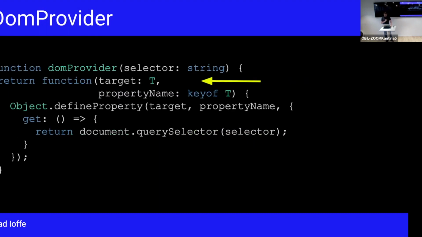So here is the implementation of the DOM provider decorator. As you can see, it's a factory, it uses the factory pattern because it receives a selector as a parameter. And it returns a property decorator function. Because this is a property decorator, it only receives two parameters: the target, the object, is the same as that we had in the method decorator, and the property name, which is the name of the property.